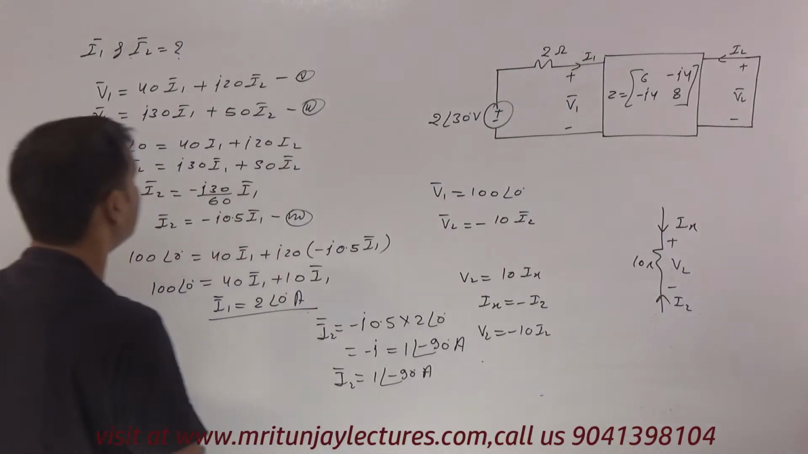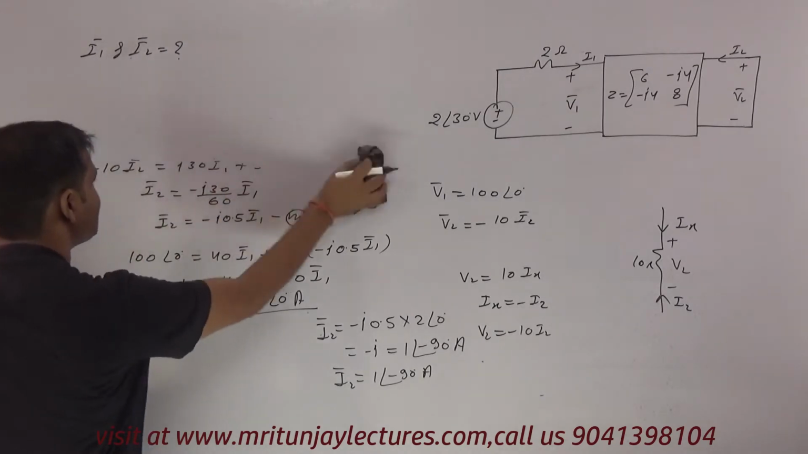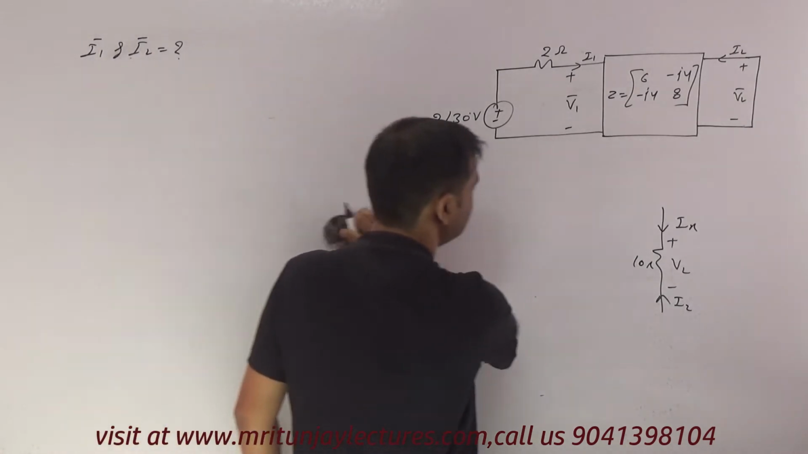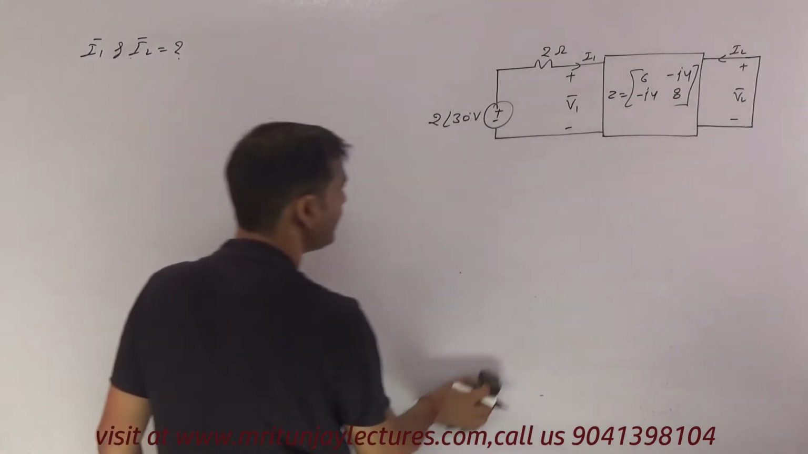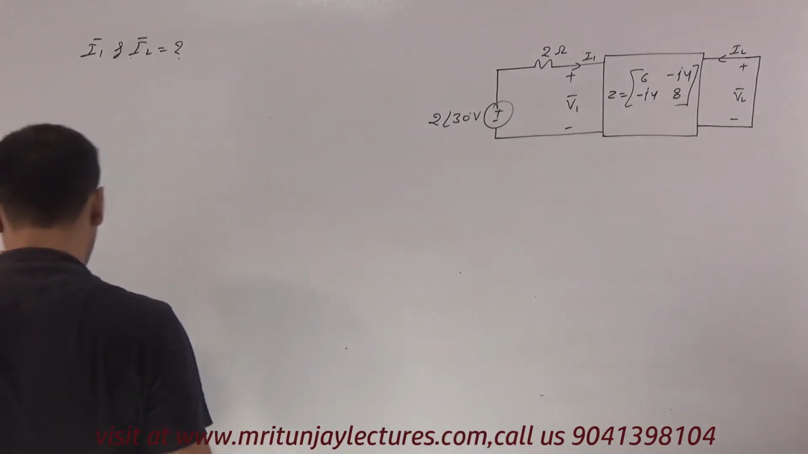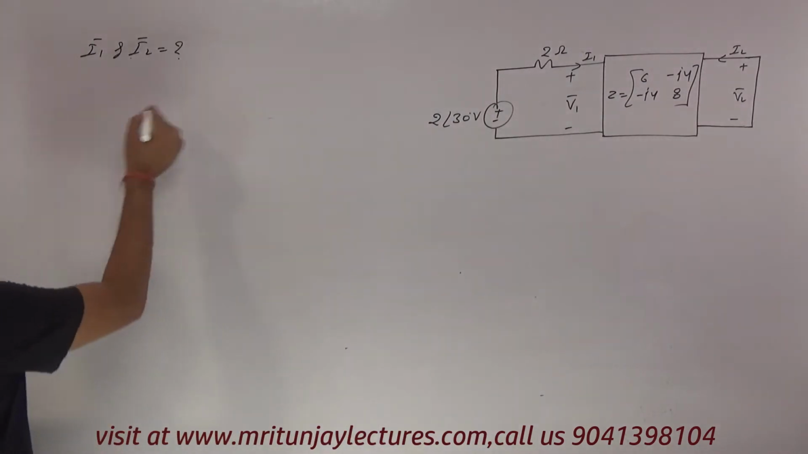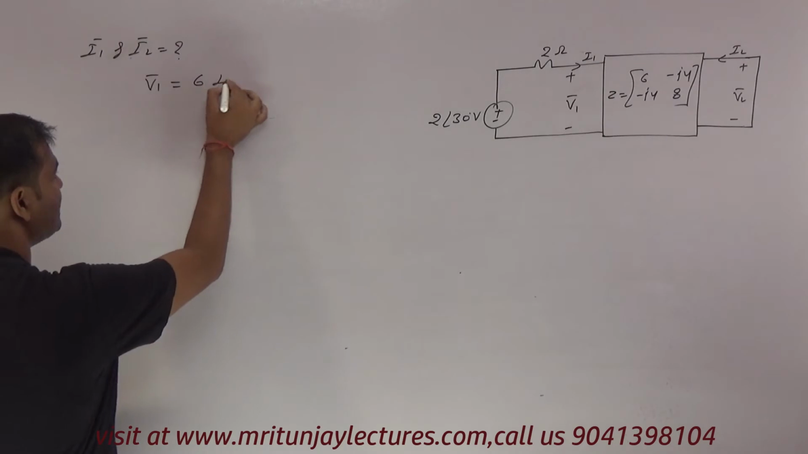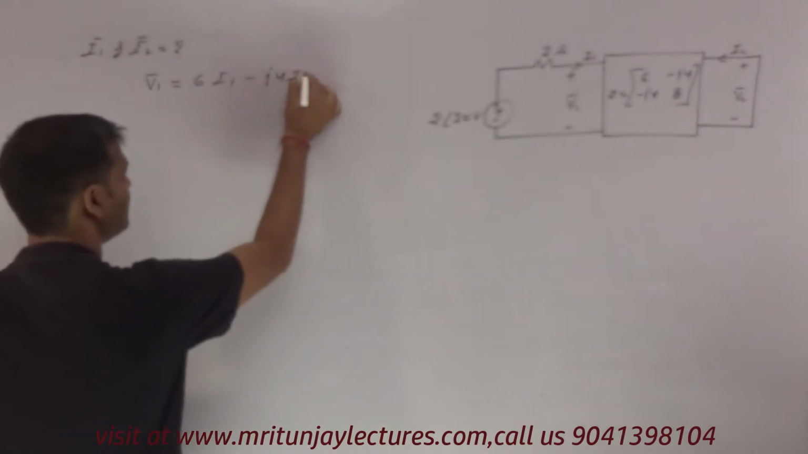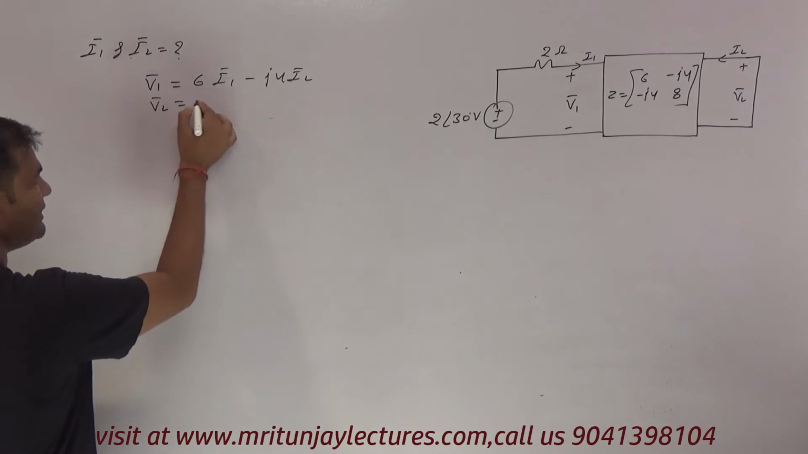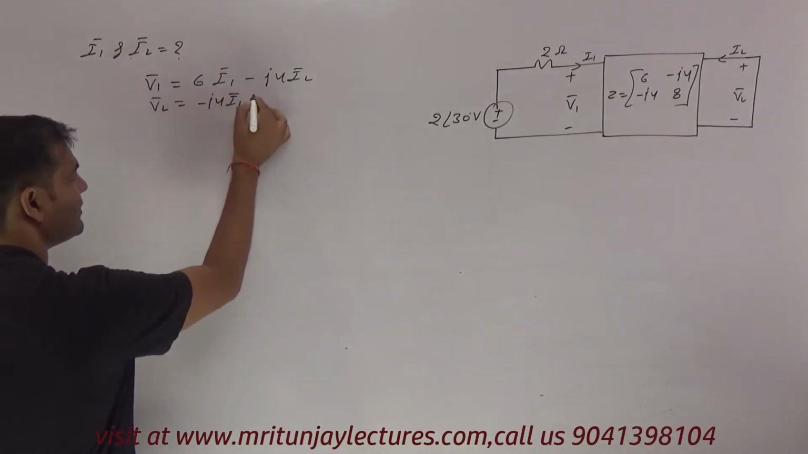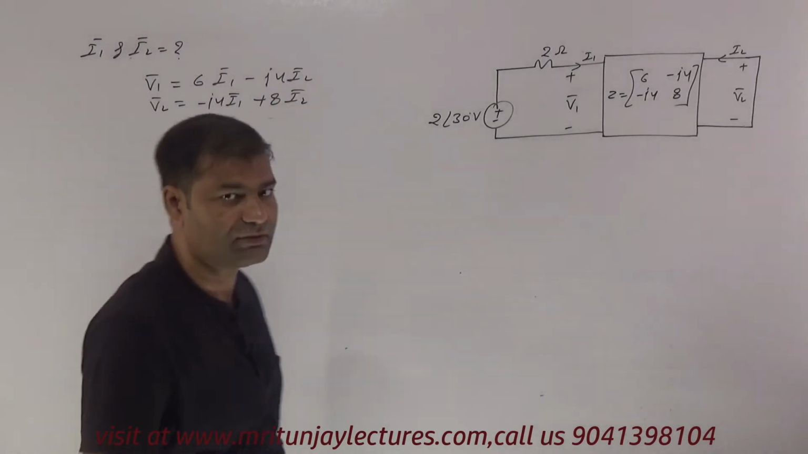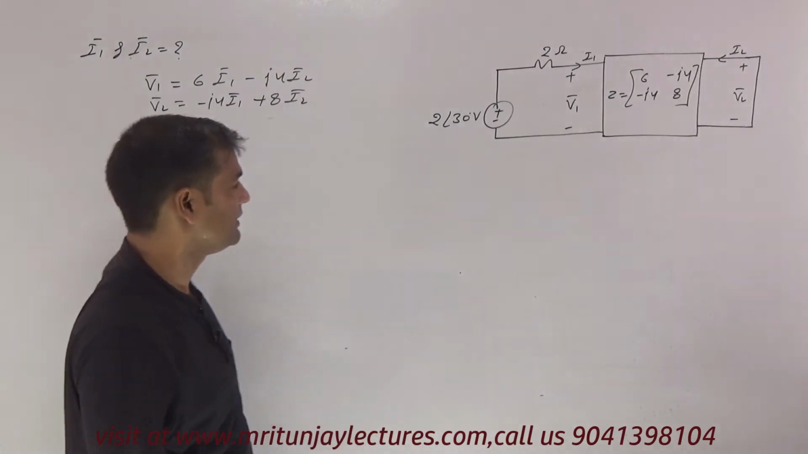Now our motto is to determine I1 and I2 in another question. Okay, how can we determine it? First of all, V1 is written as 6 I1 minus j4 I2, clear, and V2 is written as minus j4 I1 plus 8 I2, clear. What about V1 and V2 in terms of I1 and I2? Now another question.